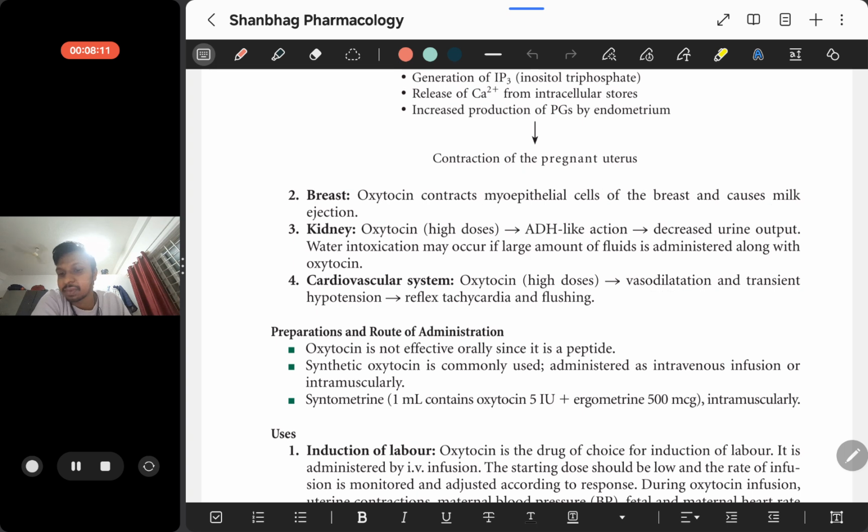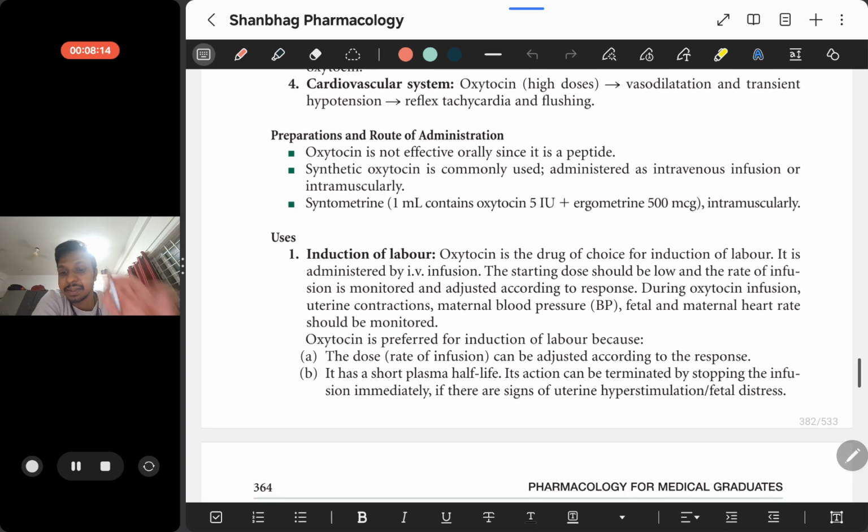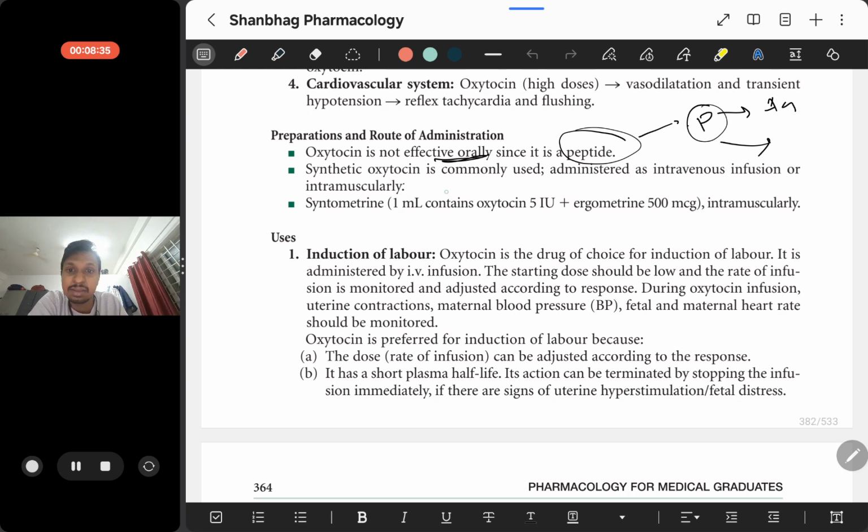Okay, let us see how this oxytocin is prepared. This oxytocin is not effective orally because it is a peptide hormone. Peptide hormone means protein. We know that when the protein enters the stomach, due to acidic pH, denaturation of protein occurs. So, synthetic oxytocin is commonly used IV, intravenous infusion, or intramuscular.